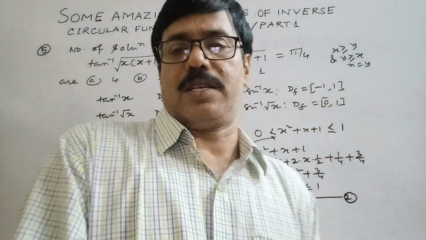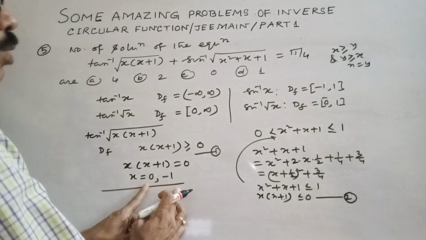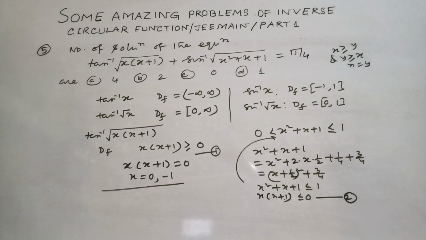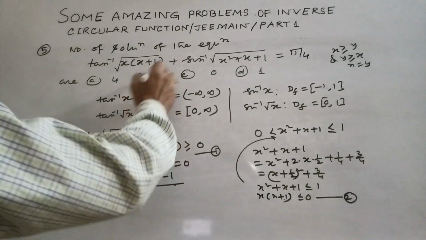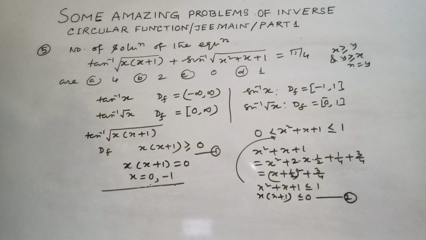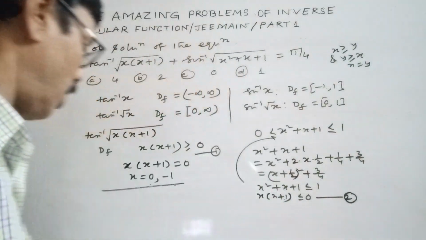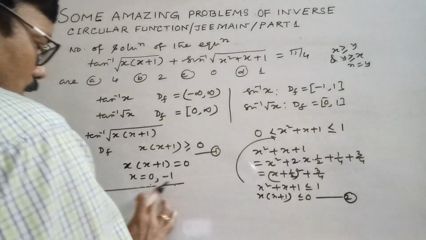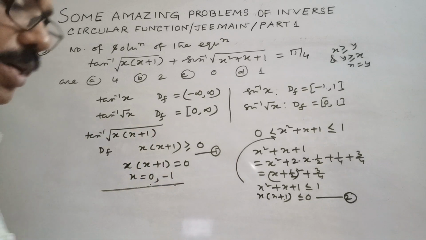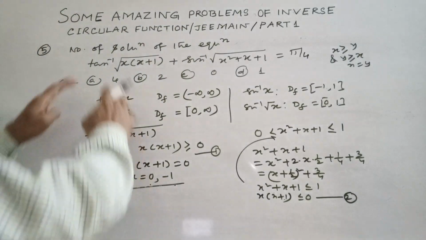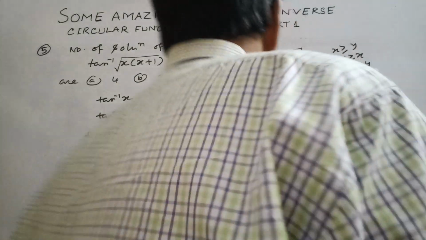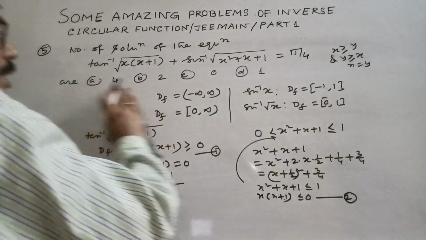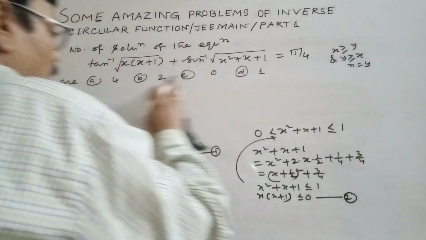Most of the students write that we are getting 0 and minus 1, and they write that the number of solutions is 2. Mind it, 0 and minus 1, we are getting two values of x, so they write two solutions. But you know, a solution must satisfy the given equation. So let us verify whether the given equation is satisfied by 0 and minus 1.